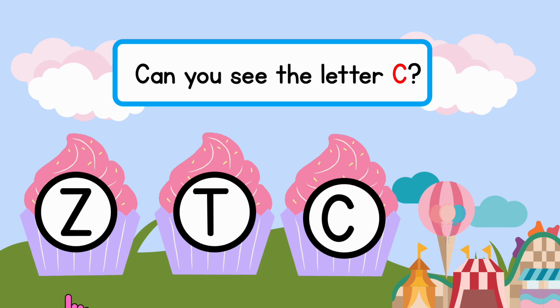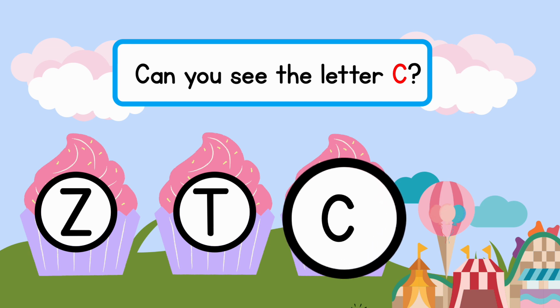Now we have 3 letters here. Can you see the letter C? Okay, let's name the letters, then we will find the letter C. Z, T, C. Can you point to the letter C? Well done. Super job.